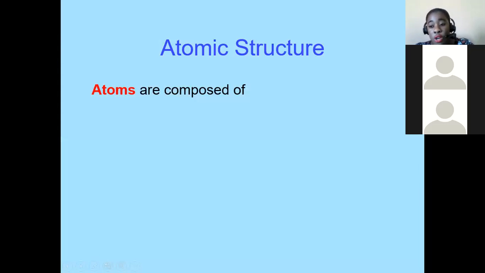Now, the atomic structure. All atoms are composed of, make notes as you go along, guys. There's a quiz at the end. All right. If you want me to stop, just stop me and I'll do that.